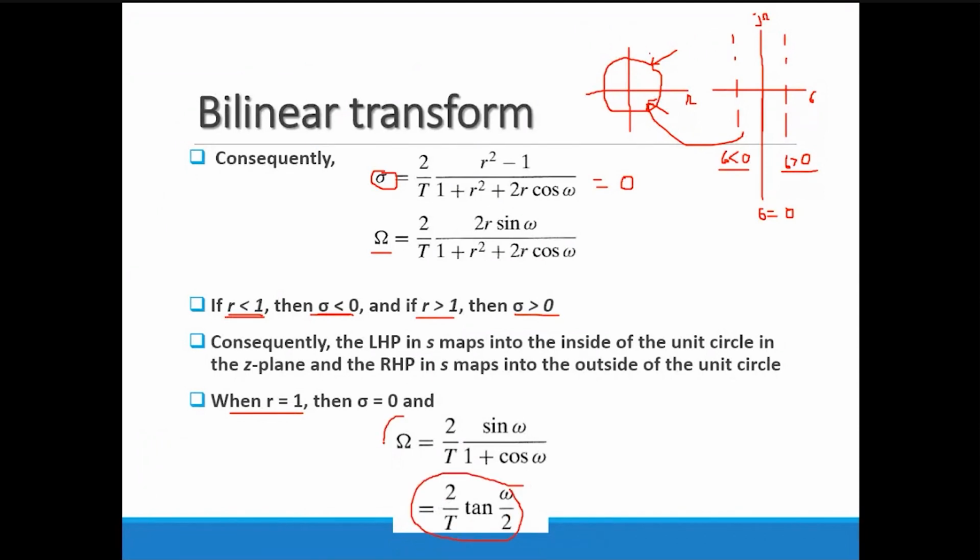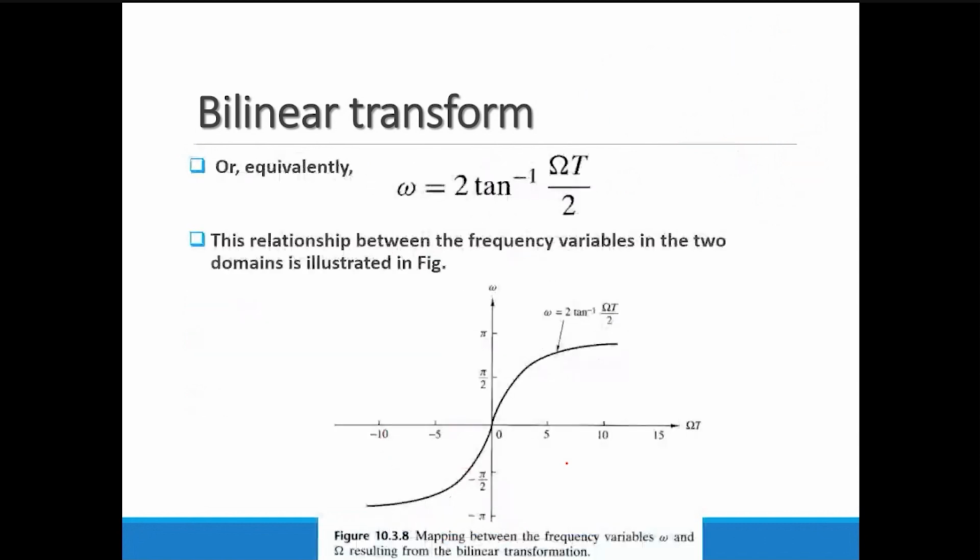So this is how your analog frequency is related to the digital frequency, or you can say the frequency of the S plane is related to the frequency of the Z plane. Or you can write omega is equal to 2 tan inverse of omega_o T by 2. This will be the final equation. This gives the relationship between the two frequency variables shown here. The values of omega_o mean analog filter frequency values are given to you. How you map these values into the digital frequency domain is shown here, and you achieve that with the help of the bilinear transformation.